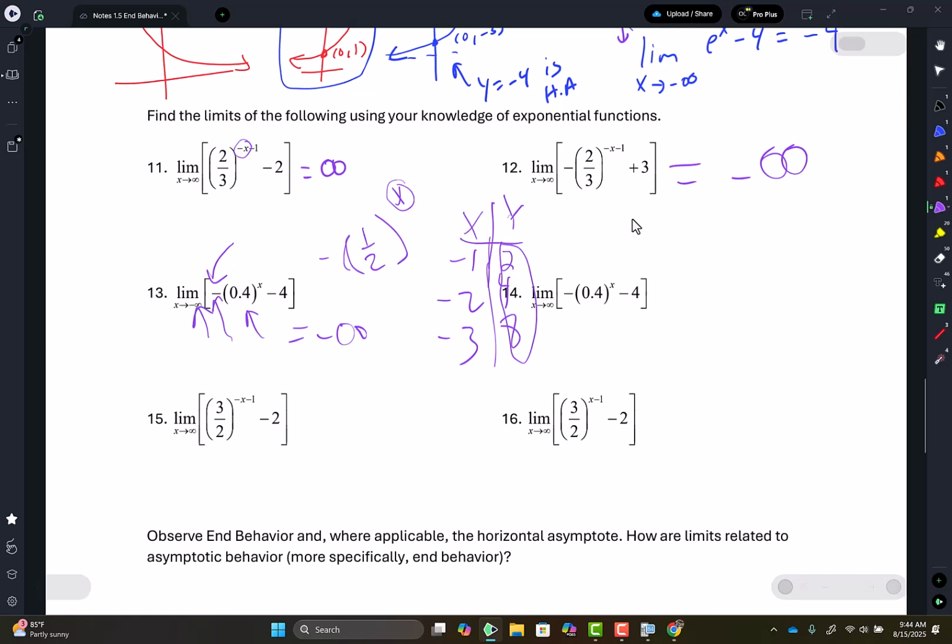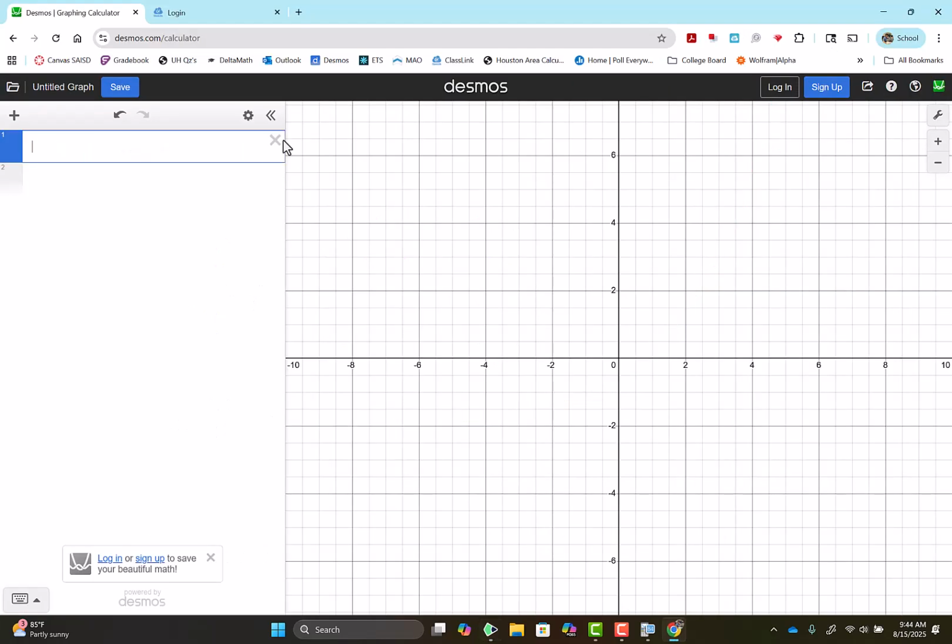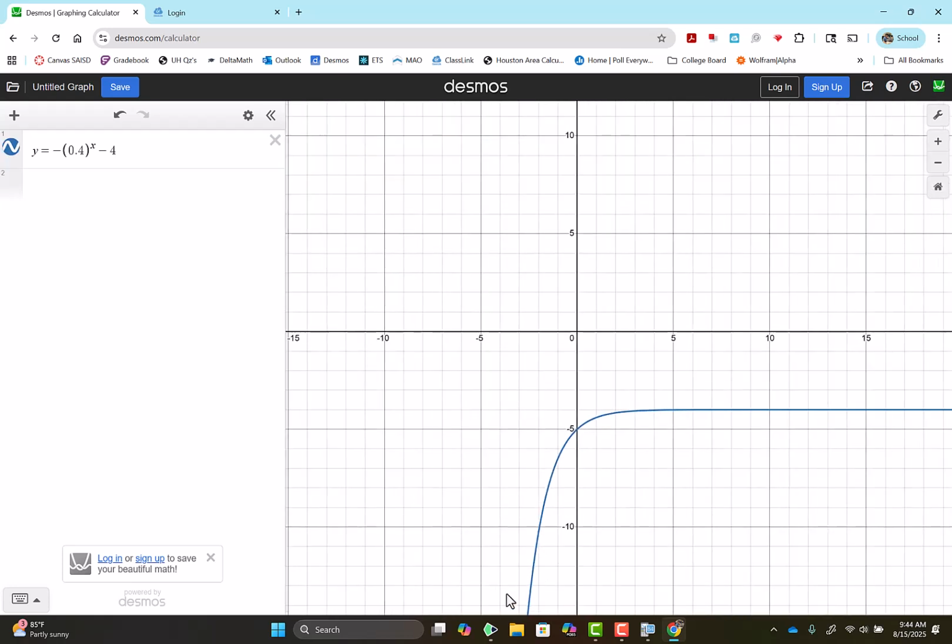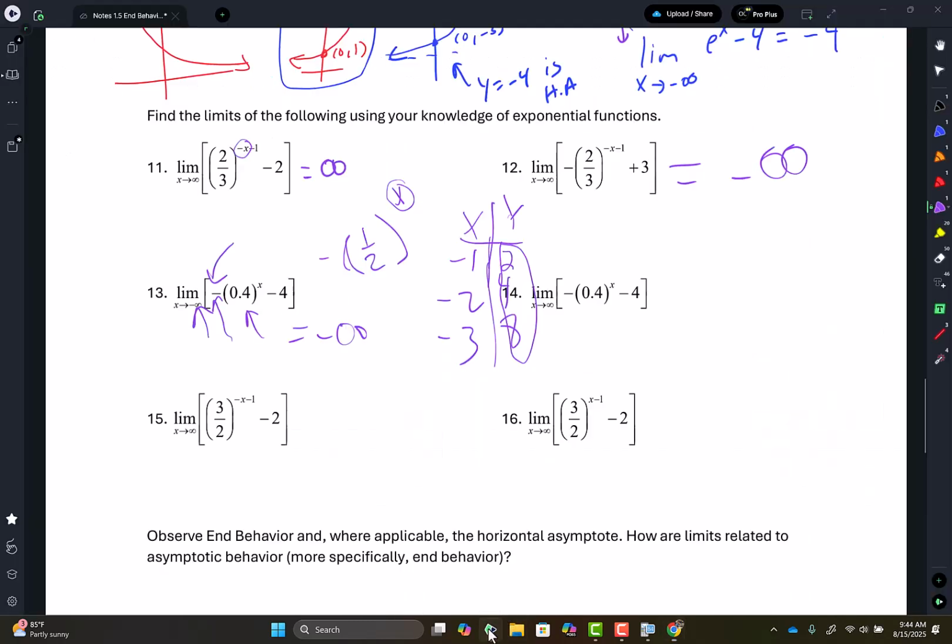If it didn't make sense to you, you could always go to Desmos, and let's type that in really fast. Y equals negative, parentheses, 0.4, close, to the power x, and then minus 4. It doesn't really matter. You can already see it. What's happening as I approach negative infinity? Negative infinity. Do you guys see that? Yeah, see, there it is.